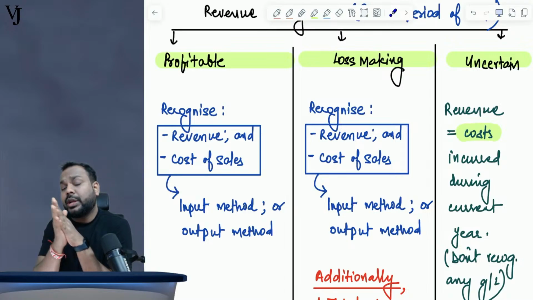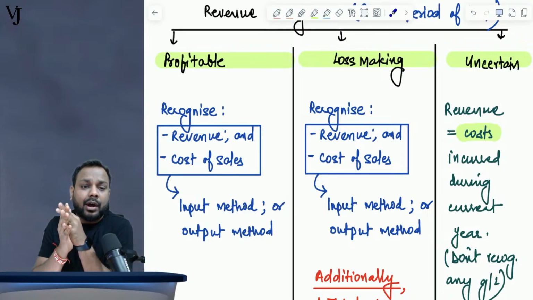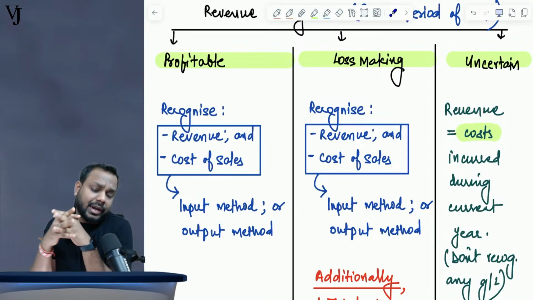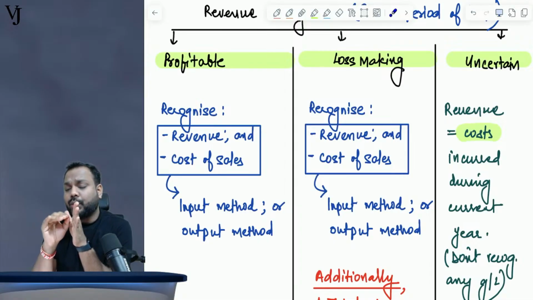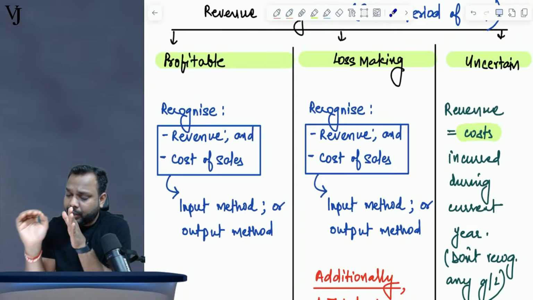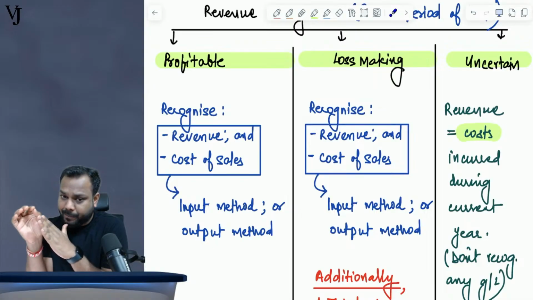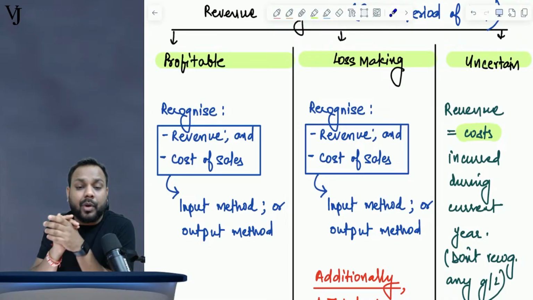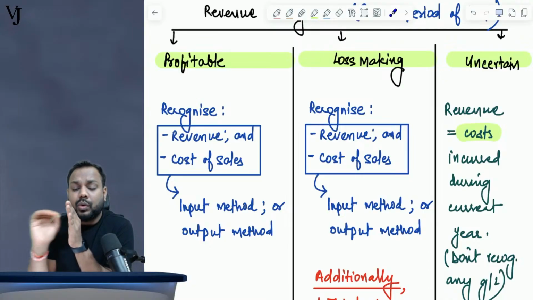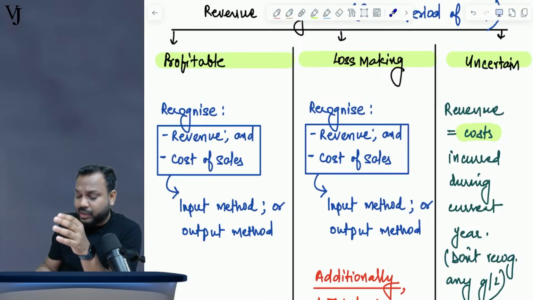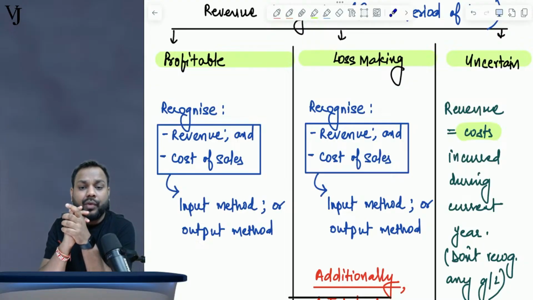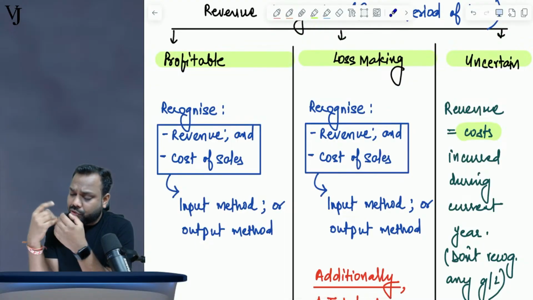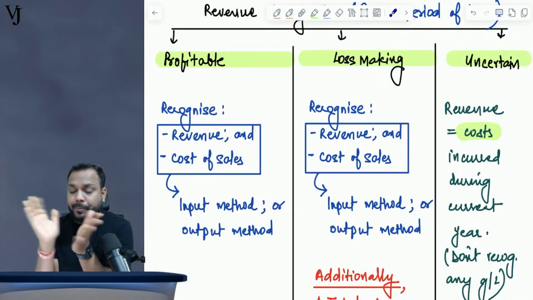Let's suppose you incurred a cost of $250 million in the current year. So you will recognize a cost of sales of 250 and a revenue of 250. Meaning thereby no profit and no loss is recognized. Why? Because it is uncertain, so why recognize any profit? Whatever cost is incurred is both your cost and your revenue.